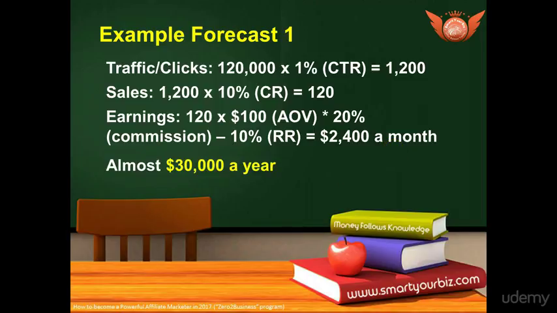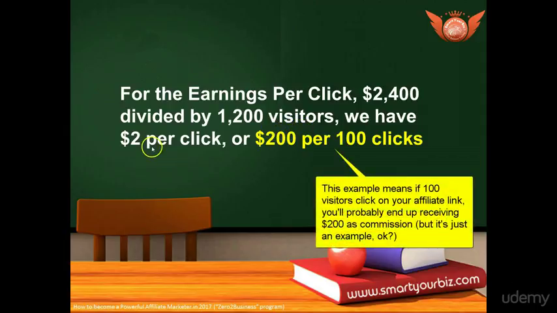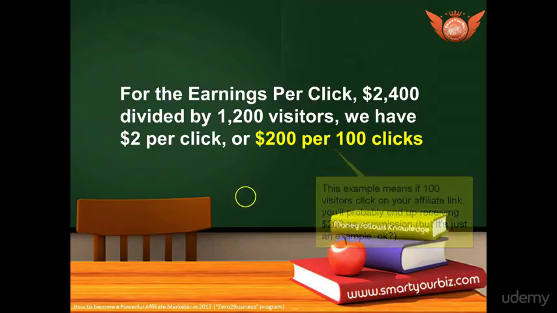And for the EPC, earnings per click, let's take $2,400 and divide it by 1,200, the number of visitors. We will get $2 per click, or $200 per 100 clicks. This forecasting method is really simple.